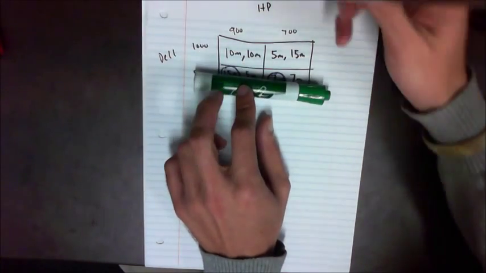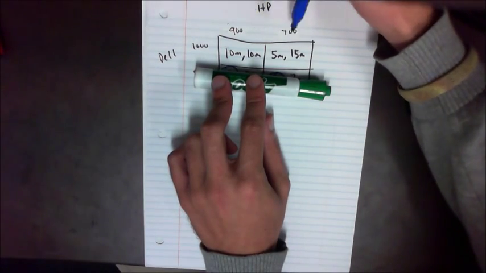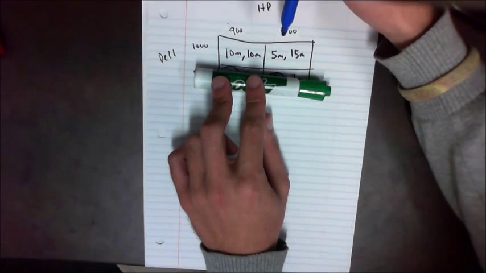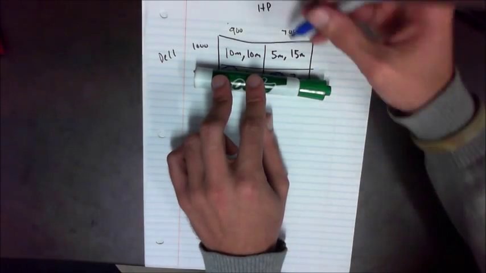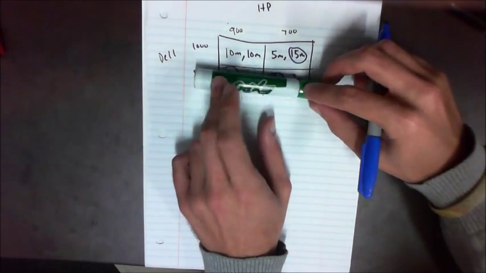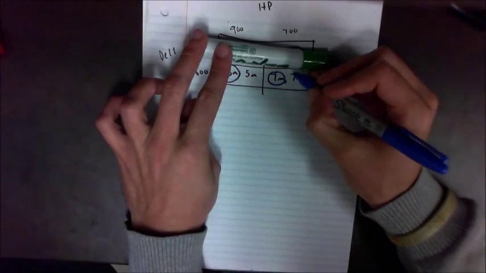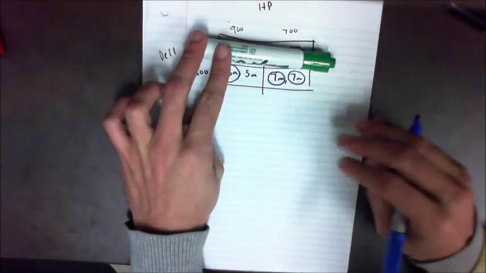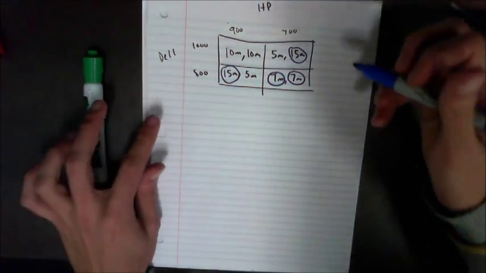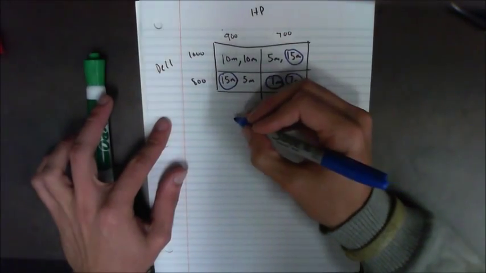We'll do the same thing for HP. HP can choose either or here, $900 or $700. If Dell prices at $1,000, where would they be better off? Well, right over here, at $700. If Dell prices at $800, where would HP be better off? Also, right over here. Okay, good. Each player pursues their dominant strategy. This is our Nash equilibrium.